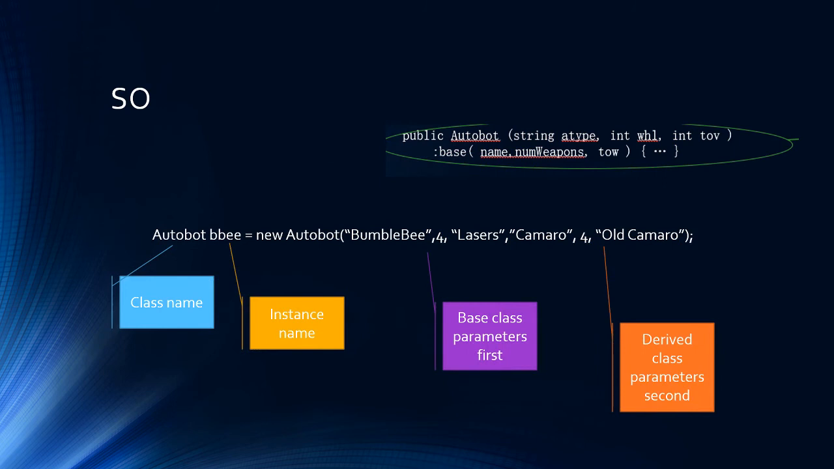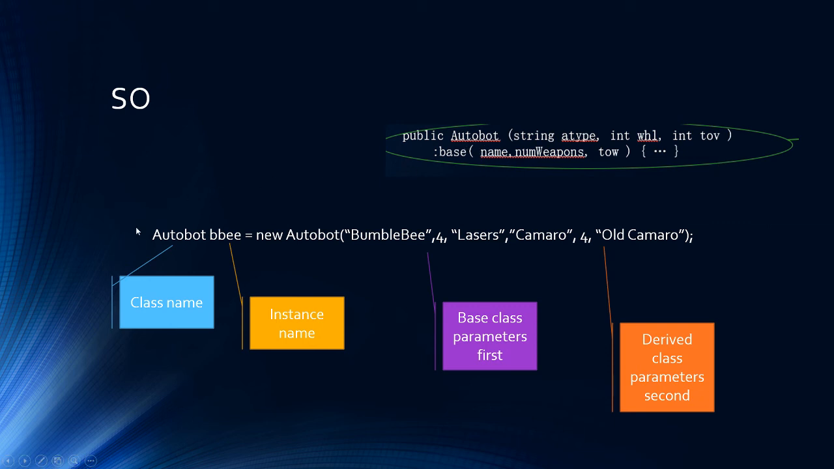Okay, so I've got this Autobot class. Here's my constructor. I say that a public Autobot needs a string that I'm going to call a type. It needs an integer that I'm going to call WHL, that's my number of wheels, and it needs an integer that is type of vehicle. I might have that wrong. We'll see. I'll get a compile error, right? And then the Autobot uses a base class. So I've got to put this colon base, and in parentheses, I name all of the parameters that are going to be passed to the base class. So this in the green is in my Autobot class definition.